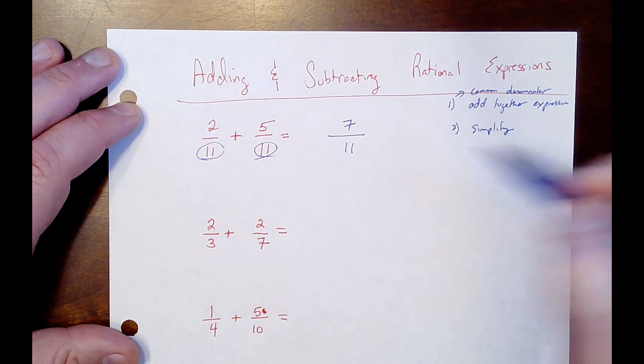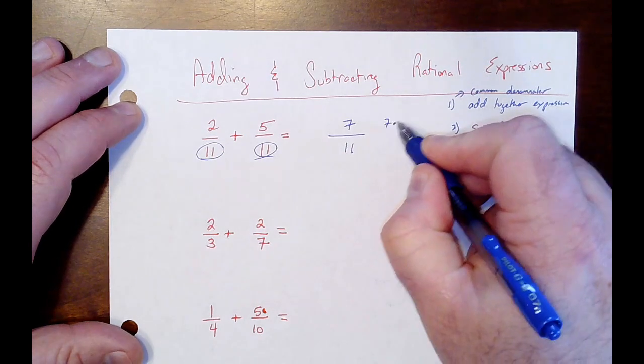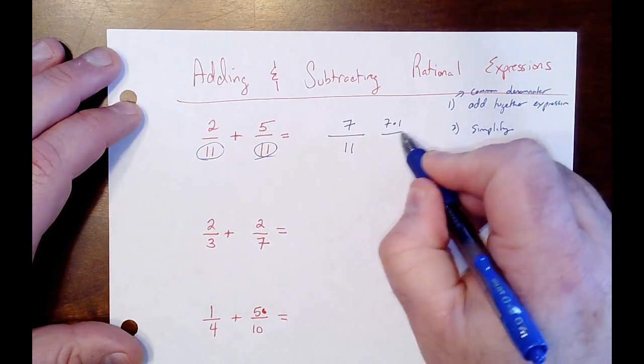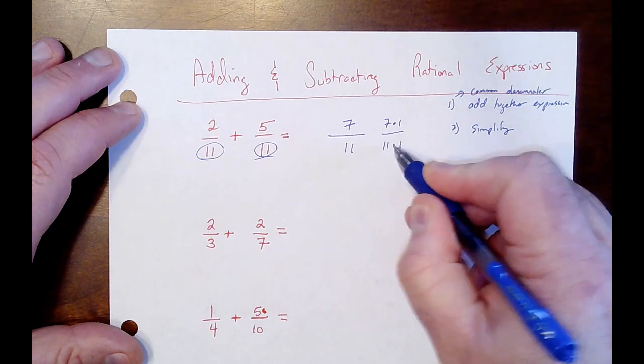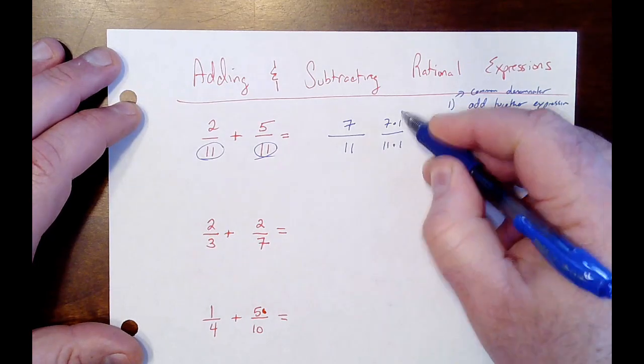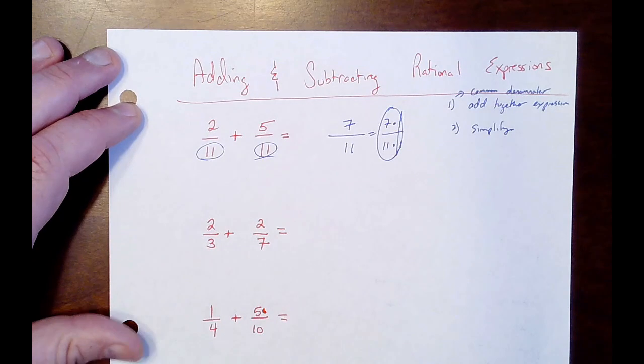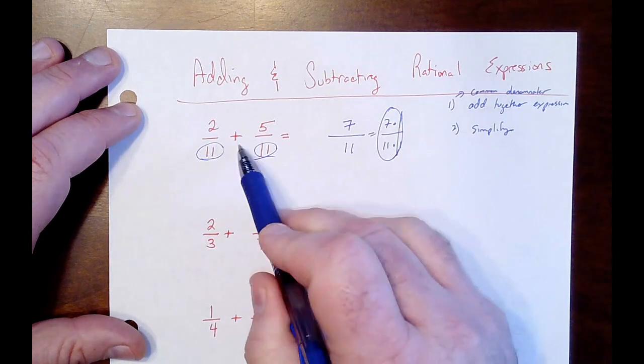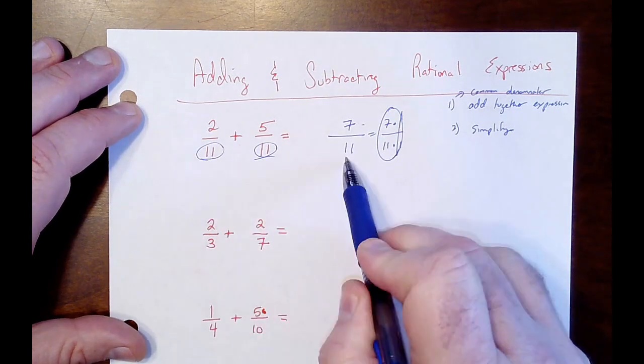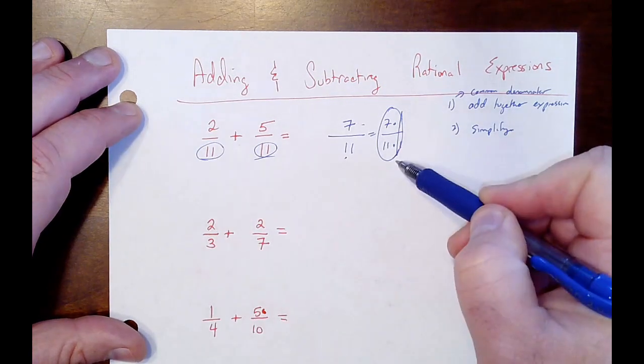Now, if I look at 7 and 11, the factors of 7 are only 7 and 1. And of 11, they're only 11 and 1. The only thing they have in common to simplify with would be the number 1, and 7/11ths reduces to, well, 7/11ths, which means it was irreducible, so it was already in lowest terms. So you add the pieces together first, keep your common denominator, and then you try and simplify.